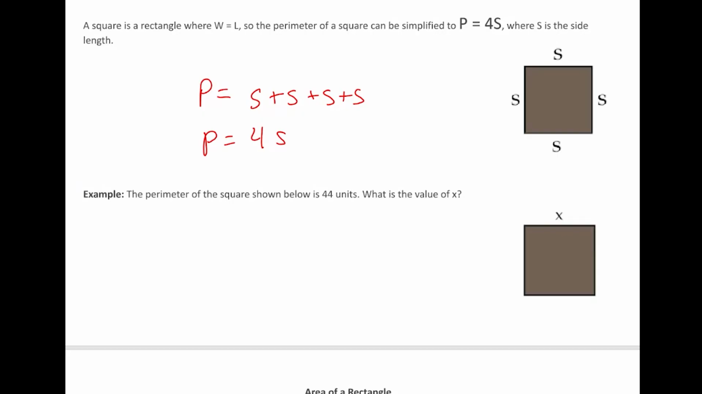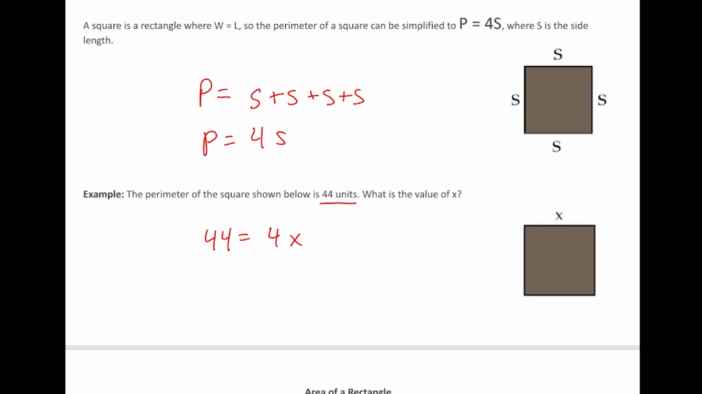Down below, we've got another example. It says the perimeter of a square shown below is 44 units. What is the value of x? If the perimeter of a square is 44, and we know that we can multiply the side length by 4, because there are 4 sides and they're all the same, to get that perimeter, we can set up an equation that looks like this.